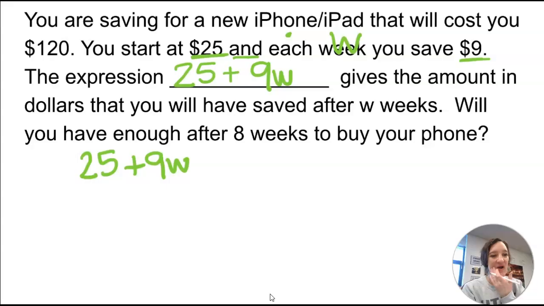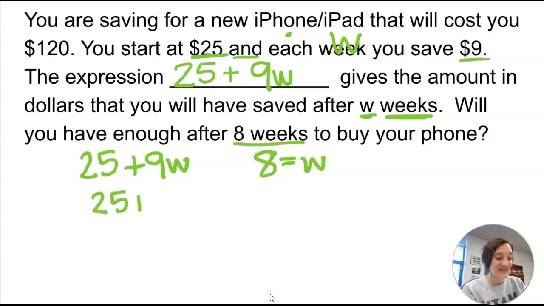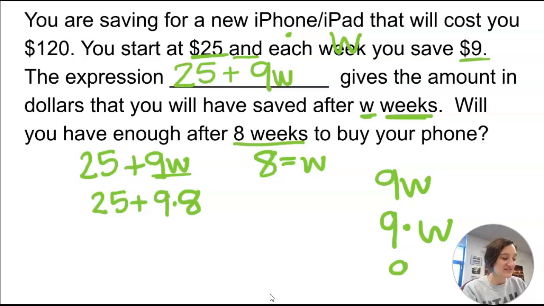So the question is now, will you have enough after 8 weeks? Now it's actually telling us weeks is going to be 8 weeks. So we're going to replace that W with an 8. And remember, if these two things are right next to each other, it actually means times. So it's going to be 9 times 8, not 98. That's not what 9W means. When we have a variable and a coefficient together, they're being multiplied together. Remember that today and always.